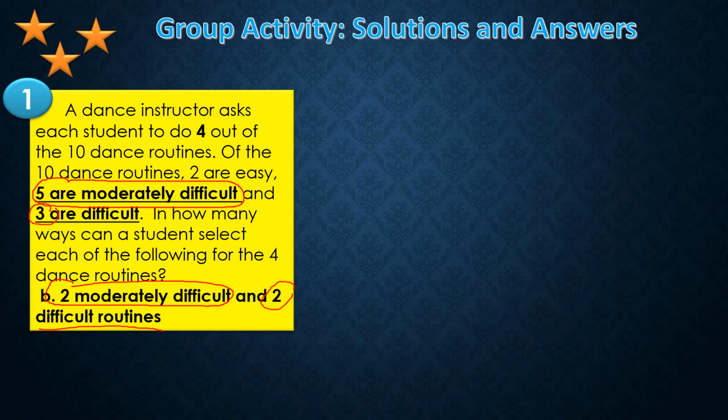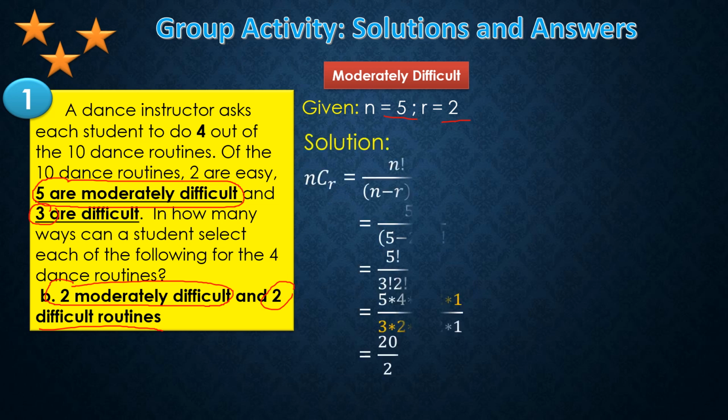Okay? So, let's continue. The given for moderately difficult is 5, our choices based on the problem, and we will only take 2. The solution is on your screen, we just substitute. The final answer under moderately difficult is 10 ways. Okay? We only get 10 combinations. For moderately difficult, 5 choices, we take 2.